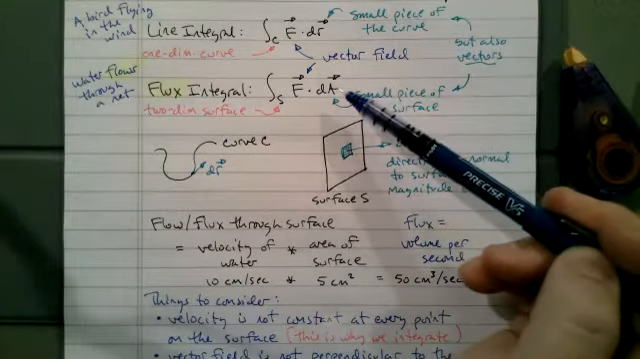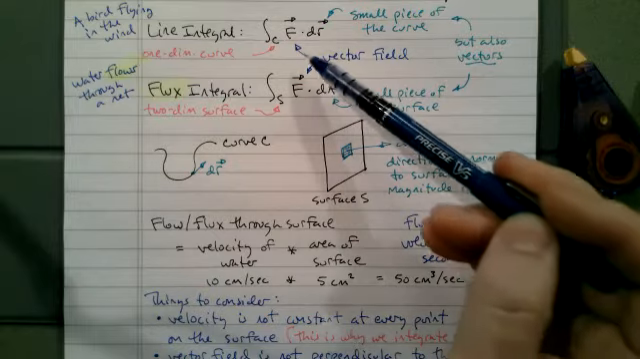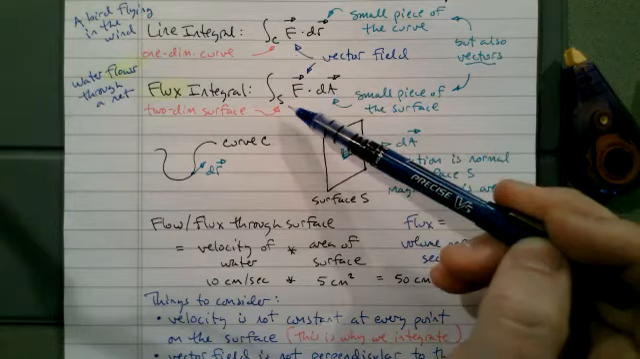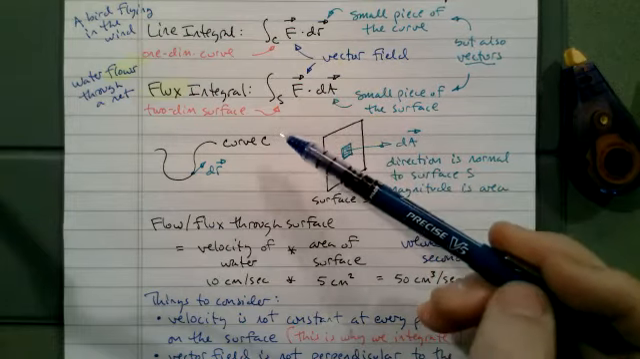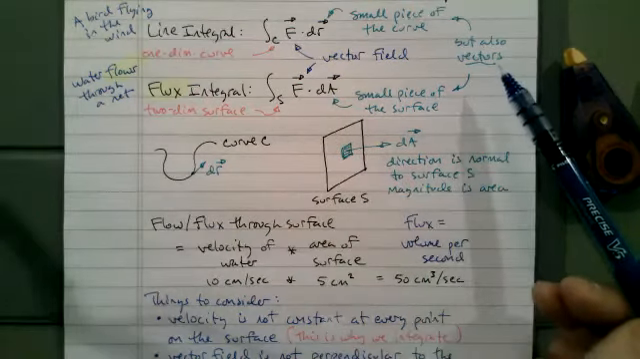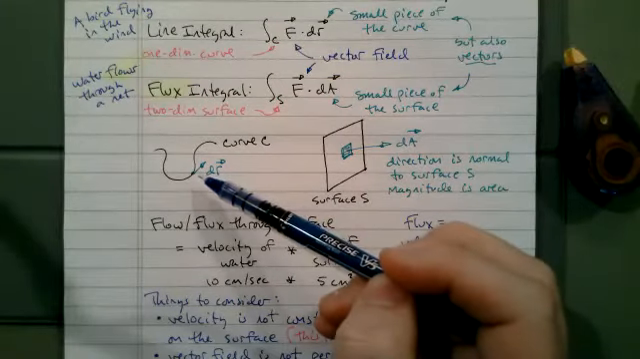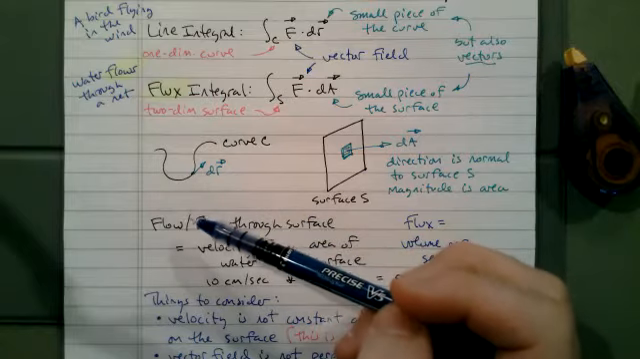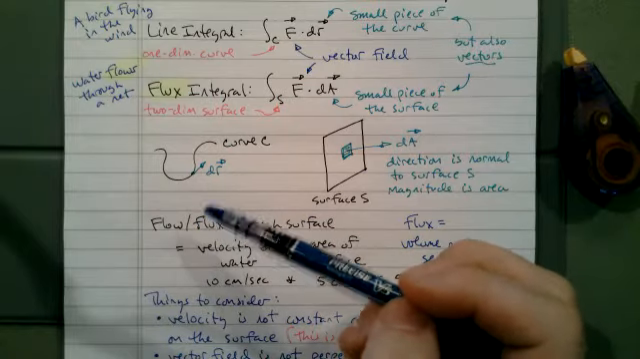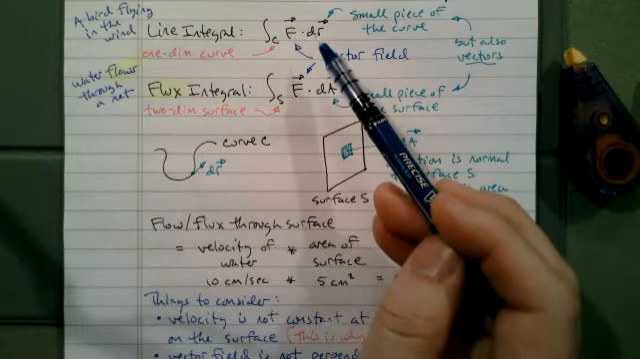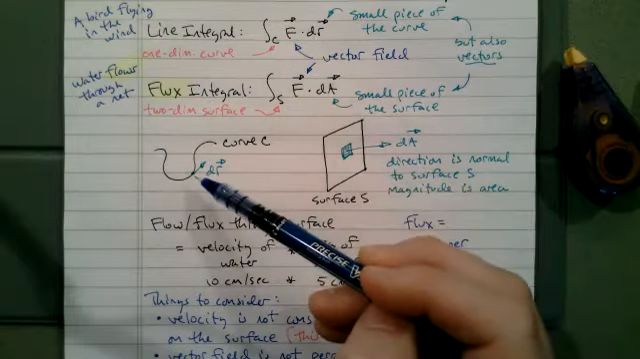So the dr and the dA are both small parts of the curve and the surface, but they are also vectors. In the curve, dr is showing us the direction of the curve at any point. And what we're calculating is the dot product of the vector field at that point and the direction of the curve. And that's how we're making our calculation.